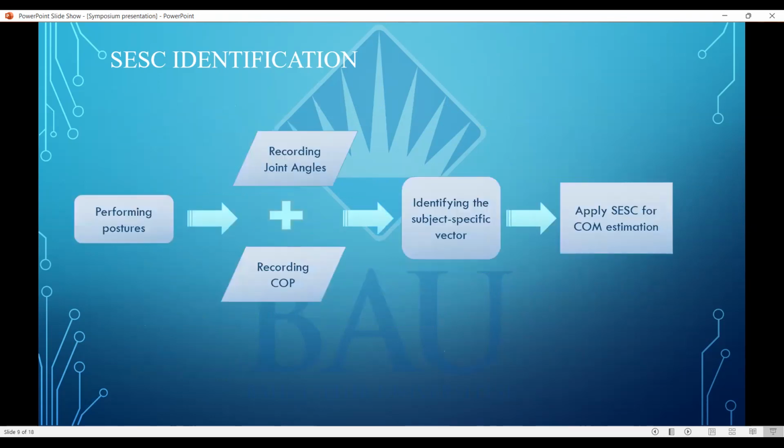In this slide, we show just a flowchart as a summary of the previous slide. First we perform the postures and record the joint angles and center of pressure. Then we identify the subject-specific vector, and later we can finally apply SESC to estimate the center of mass using only joint angles.